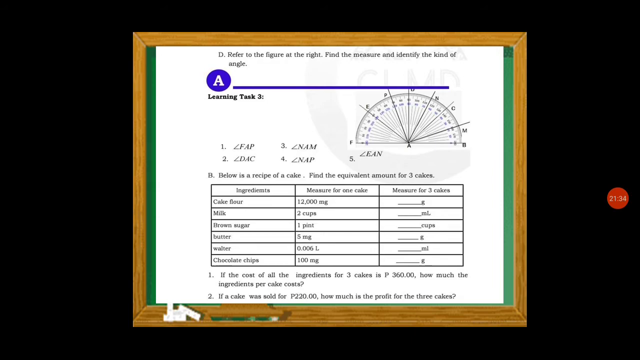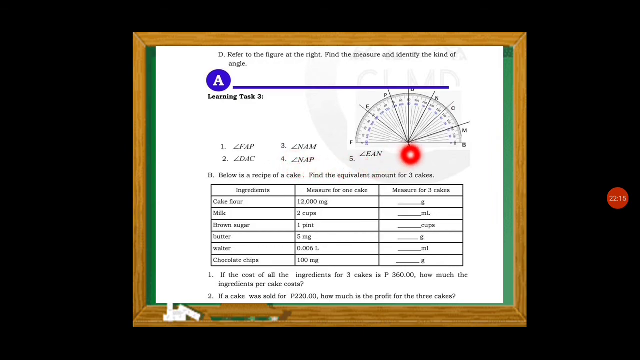For learning task 3, you have to refer to the angle given. So number 1 is angle FAP. So that is F. This is FAP. So you have to look for it from this 0 up to 70. So that is 70. What would be the classification of an angle which measures less than 90? So all you have to do for number 1 is to put whether it is obtuse, acute, or right.